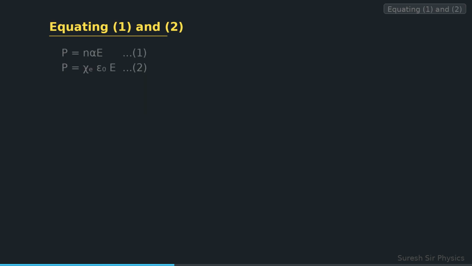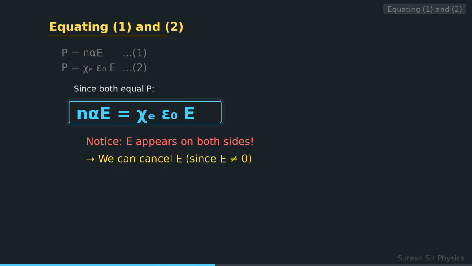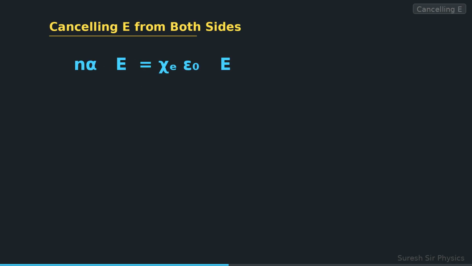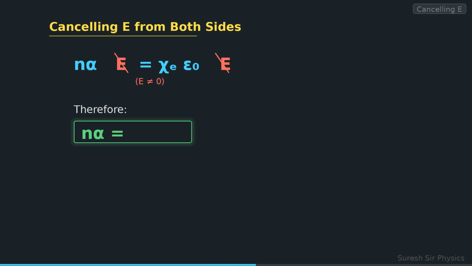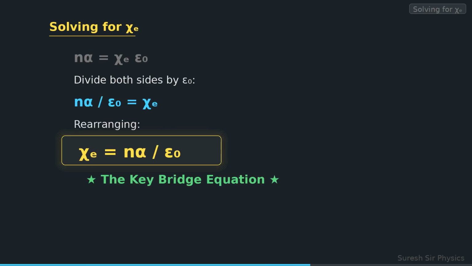Cancelling E from both sides, where E is not equal to 0, we get N alpha equals chi sub E epsilon naught. Solving for chi sub E: chi sub E equals N alpha over epsilon naught. This is the key bridge equation. It connects the microscopic property alpha, the single atom, to the macroscopic property chi sub E, the bulk material, through the number density N, atoms per unit volume.